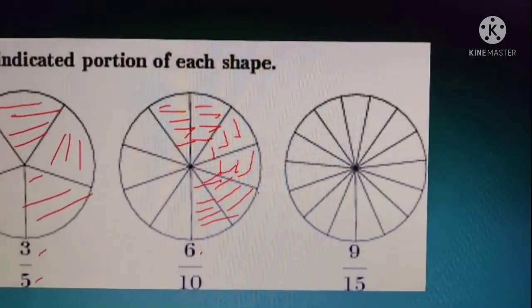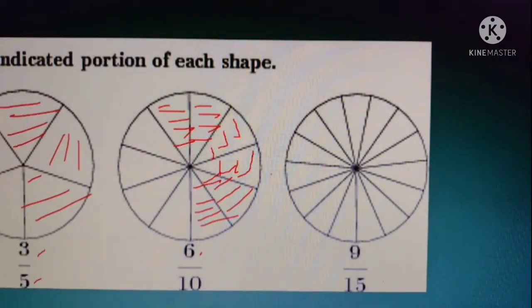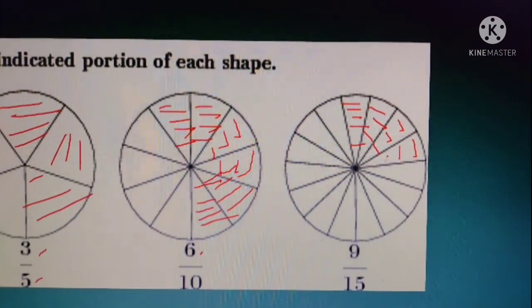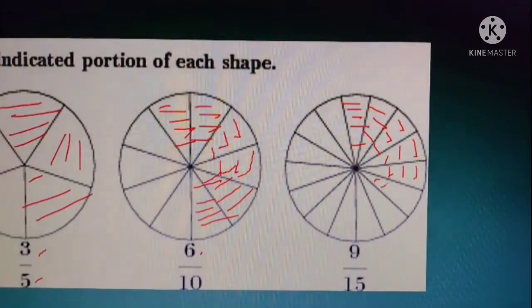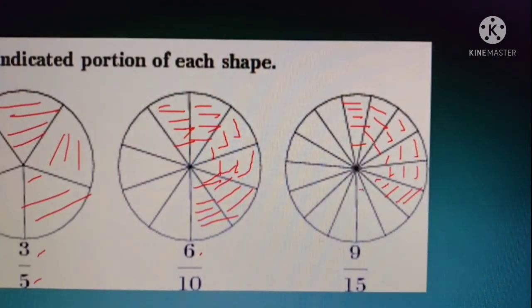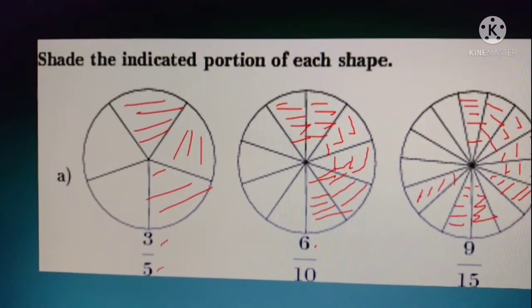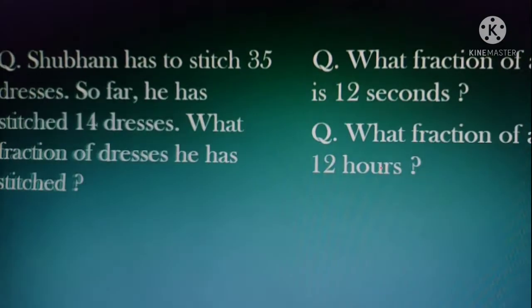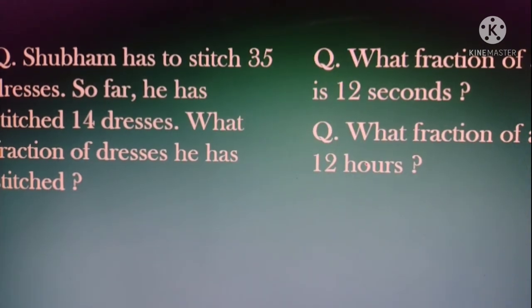Here figure is divided into 15 equal parts and you have to shade 9 parts. First part, second one, third, fourth, fifth, sixth, seventh, eighth, ninth. Okay, so the numerator you have to shade. Okay, this is our next question.